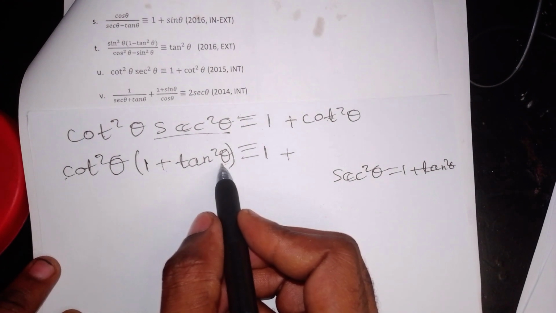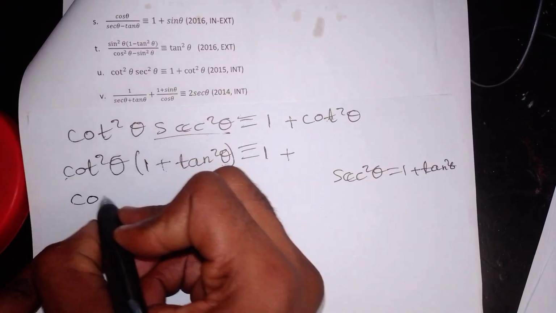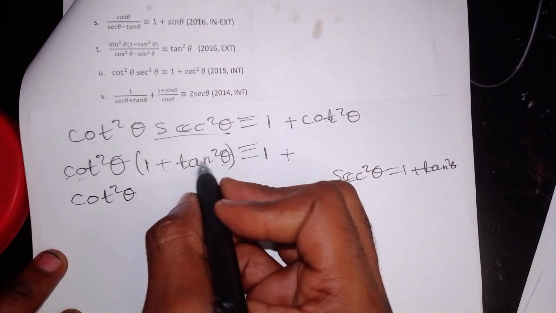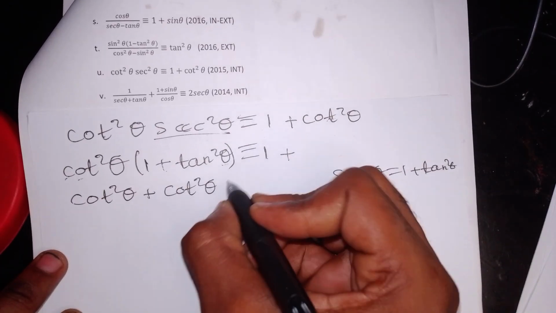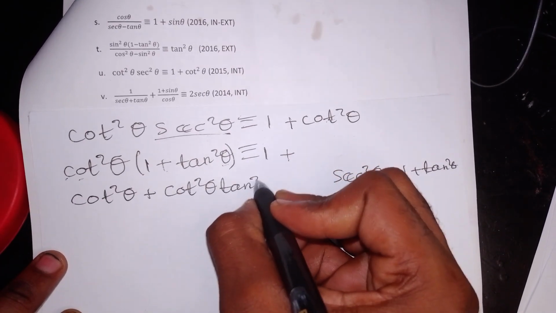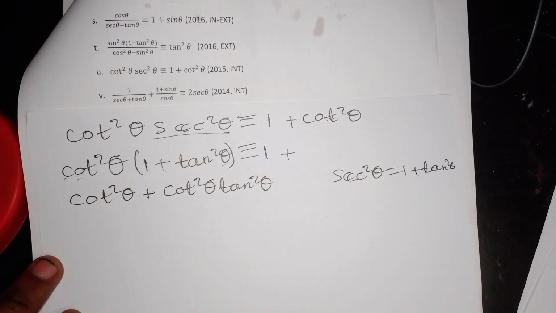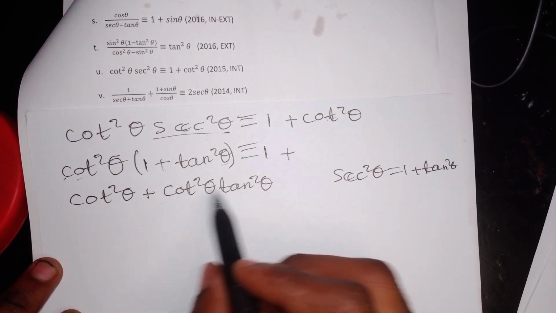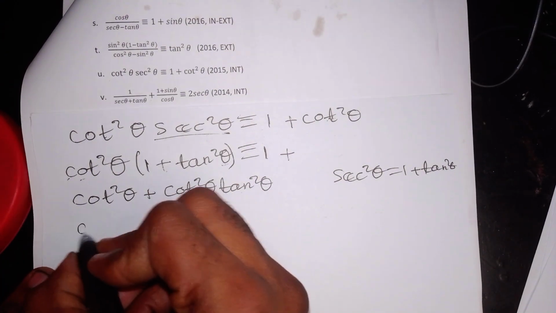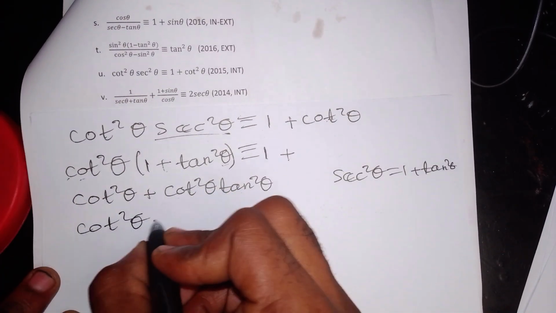And then once you expand, this will be cot squared theta. Then this times this, you have cot squared theta multiplied by tan squared theta. So we all know that these two are reciprocals of each other. So when you multiply them, you should have a 1.